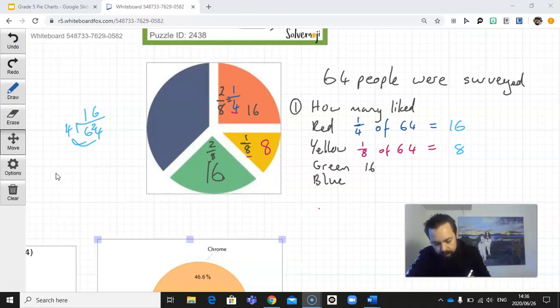So I have 2 over 8, 3 over 8, 4, 5 over 8. So I've used up 5 over 8, and that means I've got another 3 over 8 left. And that's the final one, so 3 over 8.